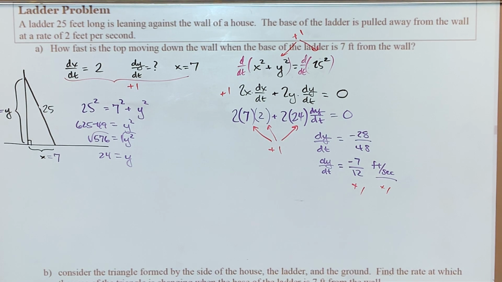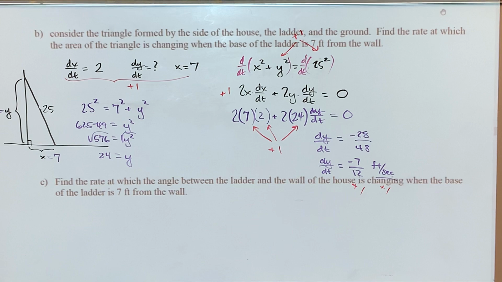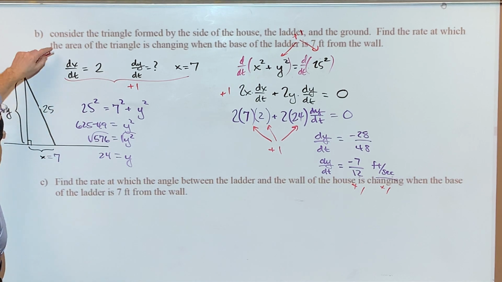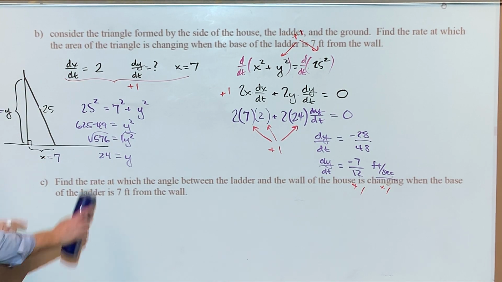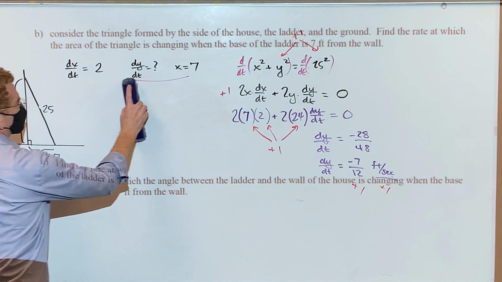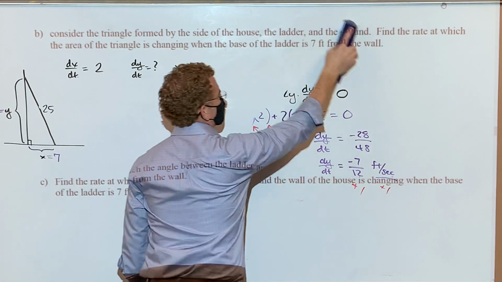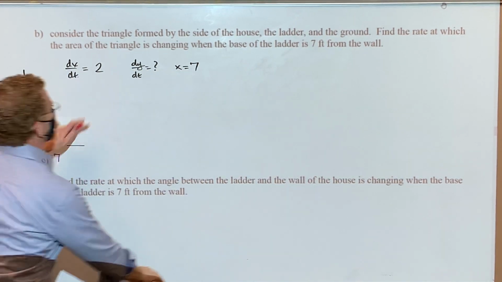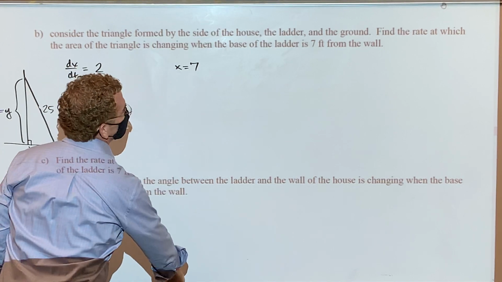Okay, let's check out part B. Part B says, consider the triangle formed by the side of the house, the ladder, and the ground. Find the rate at which the area of the triangle is changing. All right, so let's go back to this problem. Let's forget all this Pythagorean theorem junk. I still have the same given information. So I want to find what? Not the rate at which that's changing, but the rate at which what?